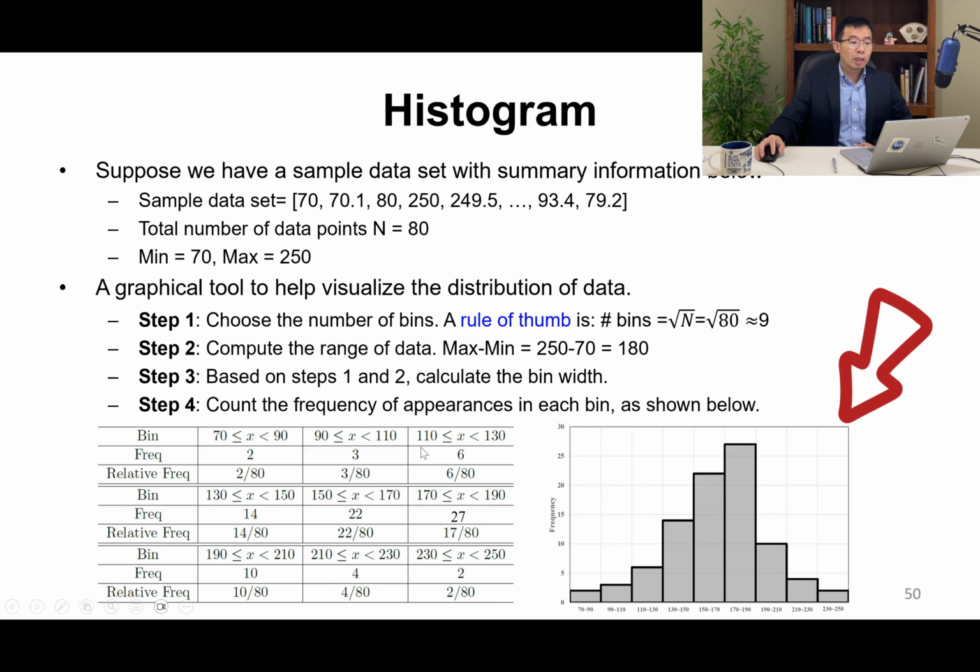We can also use the relative frequency. That means dividing the frequency of appearance, the 2, by the total number of data points. So the relative frequencies, if you add all of them together, should be 1. That's the difference from frequency. Frequency is the number of occurrences or appearances, but a relative frequency is a relative occurrence compared to the total number of data points.